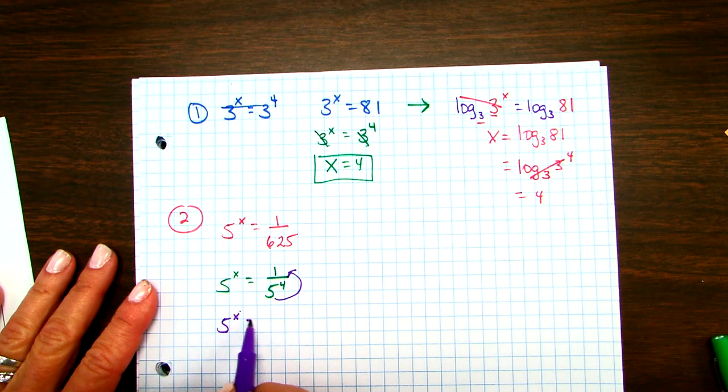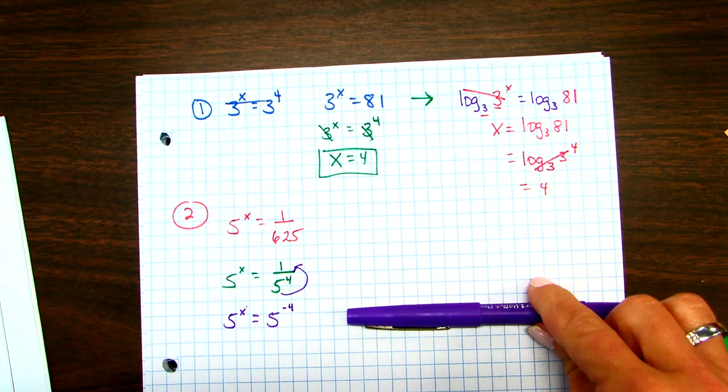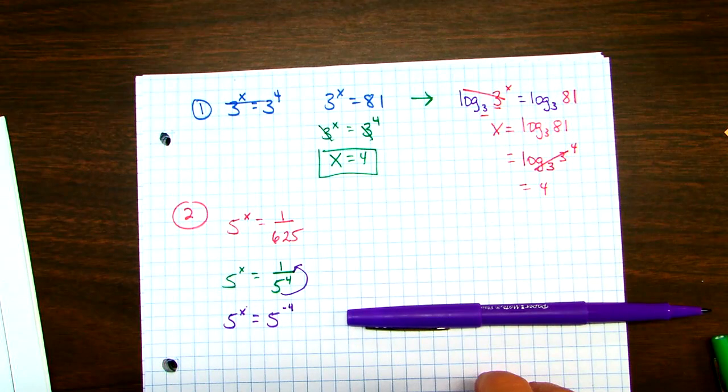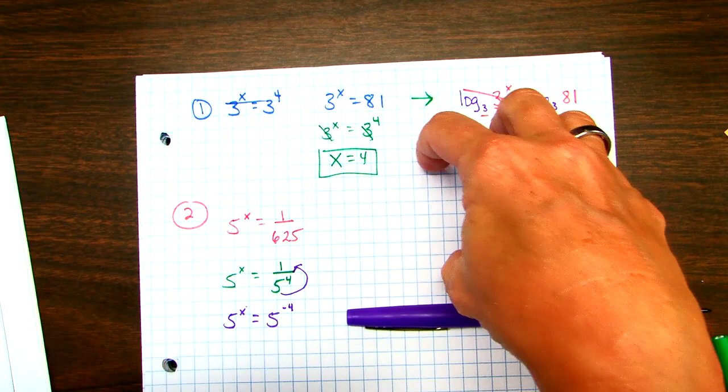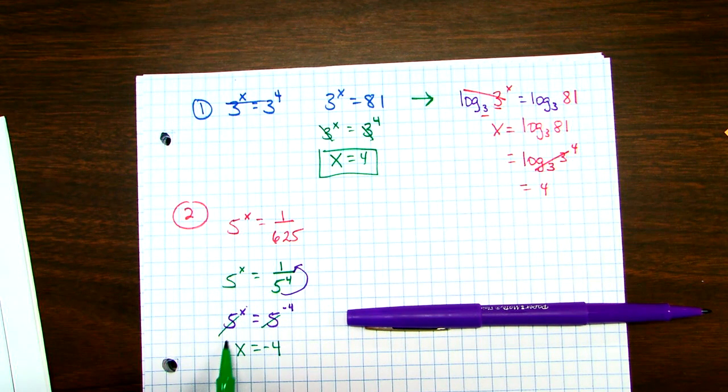And when we do that, it changes the sign of the exponent. So remember, whether you go from top of a fraction to the bottom or bottom to the top, it just changes the sign of the power, okay? You can go in either direction. And now our bases are the same, and x equals -4.